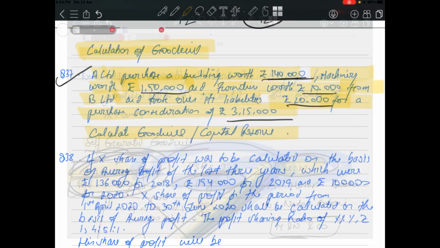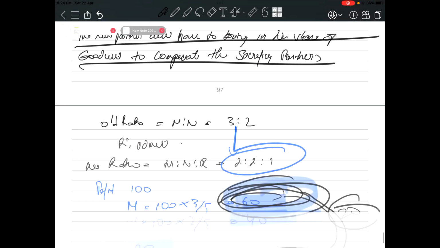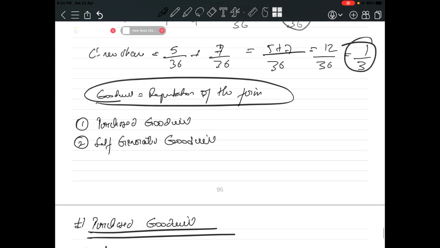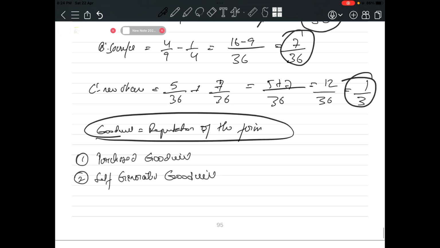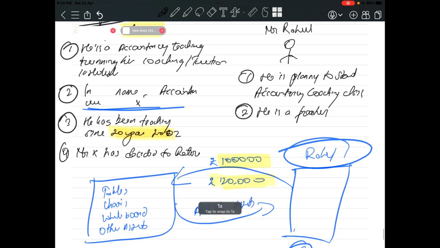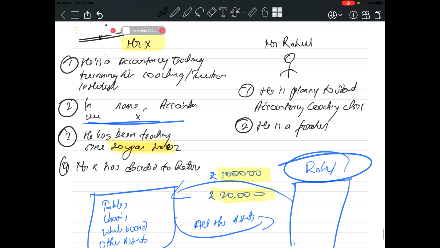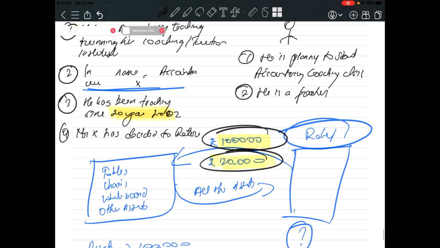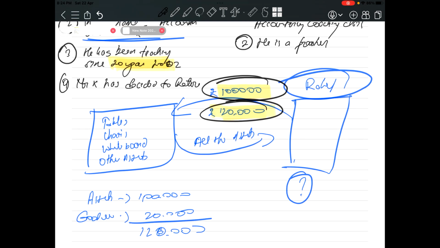Now let's see how we will solve this type of questions. In the example of Rahul and Mr. X, what was the amount of goodwill? 20,000, right? 1,00,000 was the amount of assets which he purchased, and he paid 1,20,000. So the extra which he paid was how much? 20,000, right?